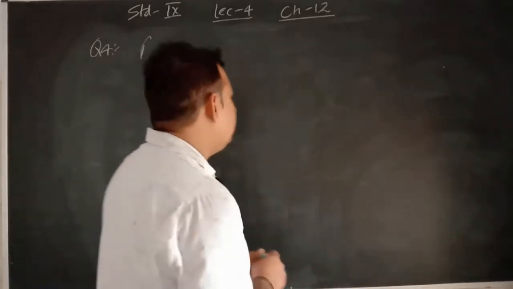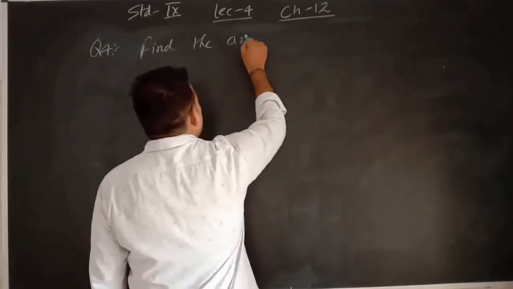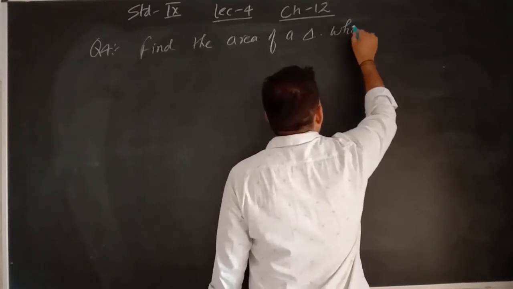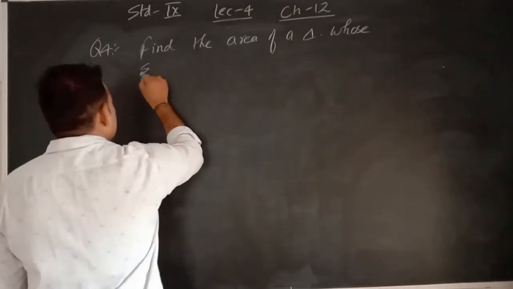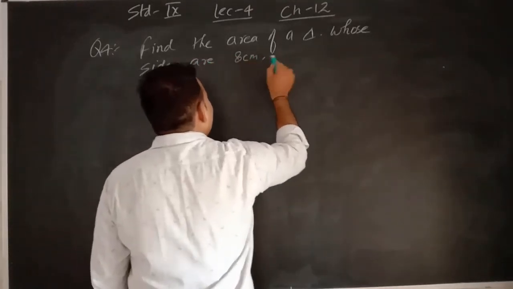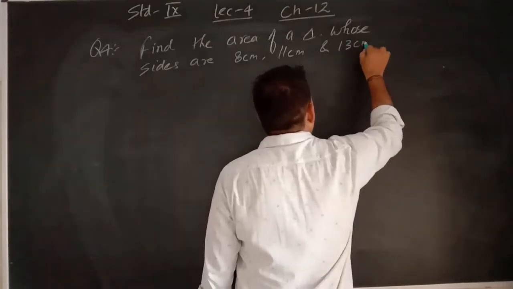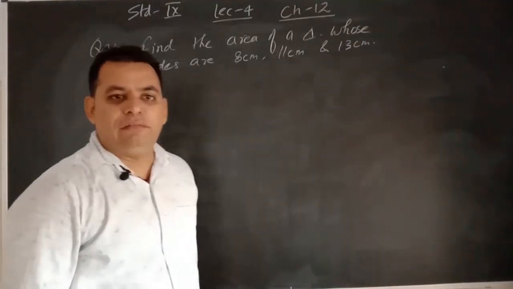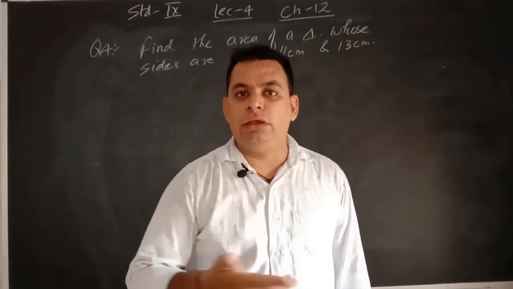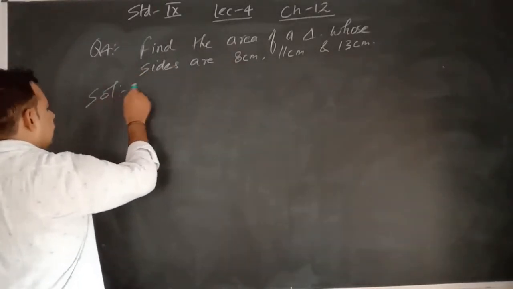The question is being given, find the area of a triangle whose sides are 8 centimeter, 11 centimeter and 13 centimeter. 3 sides are given and you have to find out the area. So it is a scalene triangle because three sides are unequal. The solution is being given.